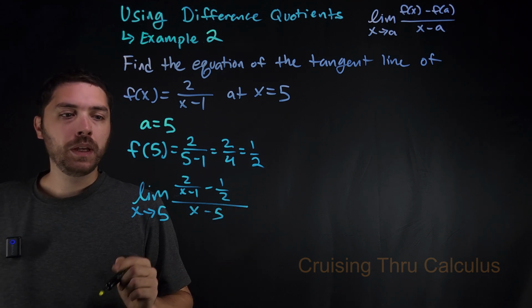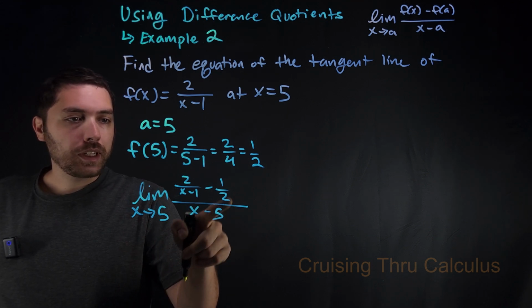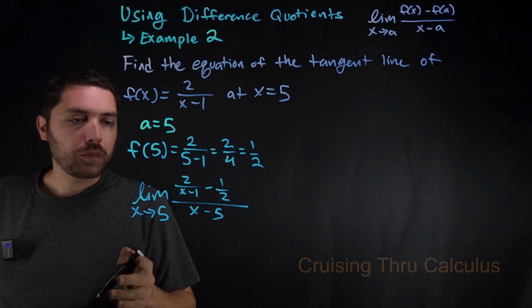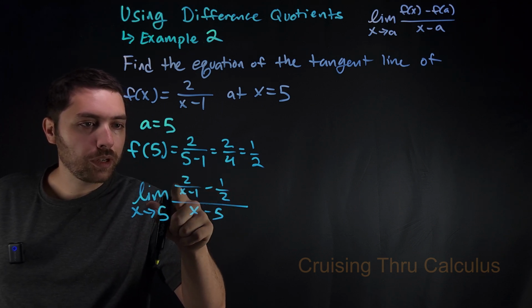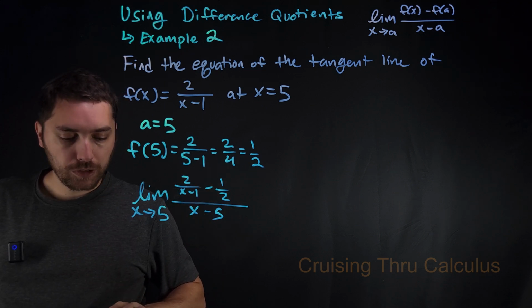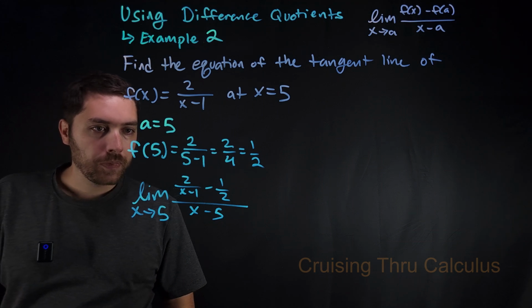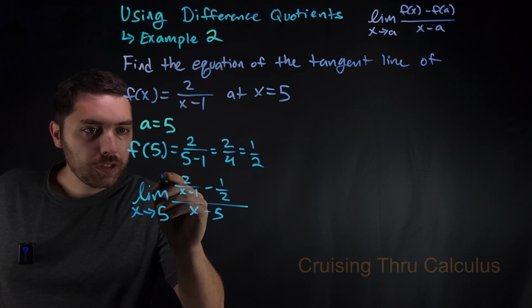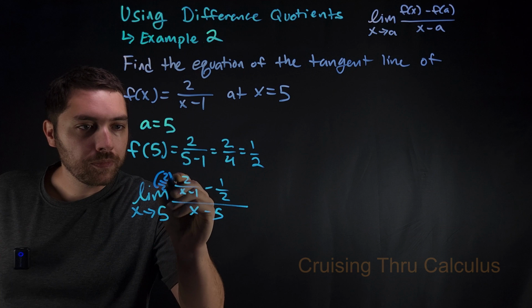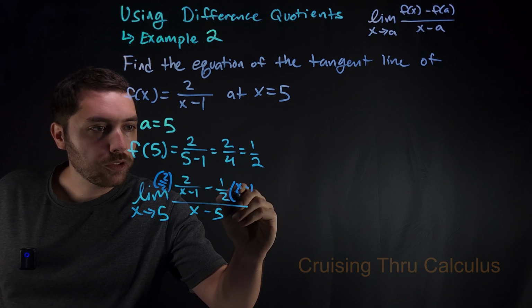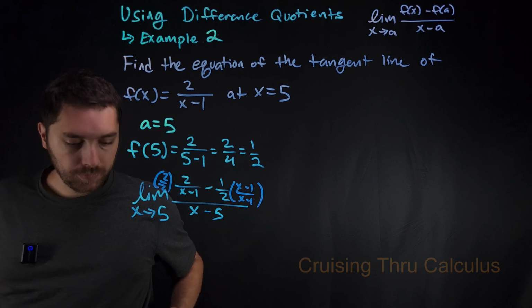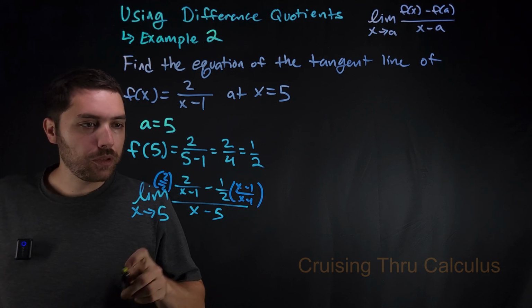Like this. Okay, in order to figure out limits like this, this is a complex fraction. So what we need to do is look at the numerator and try to get a common denominator. So let's do that here. I'm going to multiply this piece by 2 over 2, and this piece by x minus 1 over x minus 1. So let's see what we get when we do that.